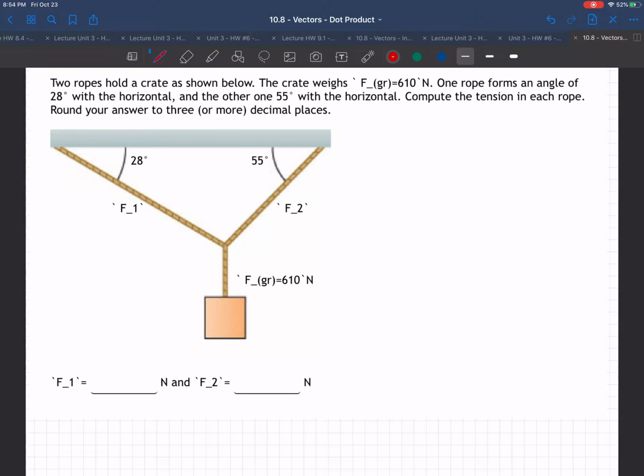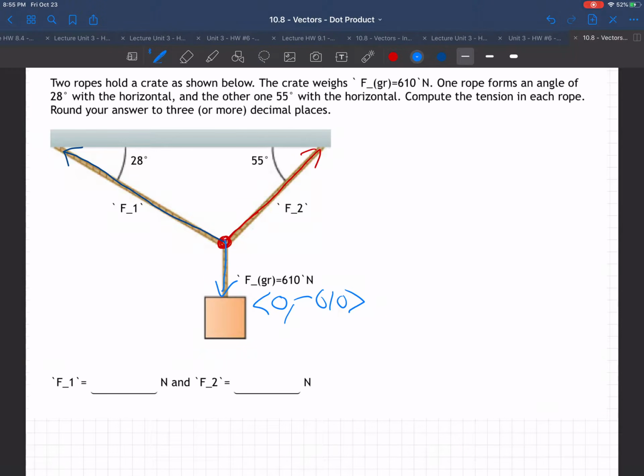So, all right. Here's a central point. One of these ropes is pulling up to the right, like so. And the other rope is pulling up to the left, like so. And then we have the crate pulling straight down, right? That one's pretty simple. The vector for the crate is 0, negative 610. It's pulling straight down 610, not sideways at all.